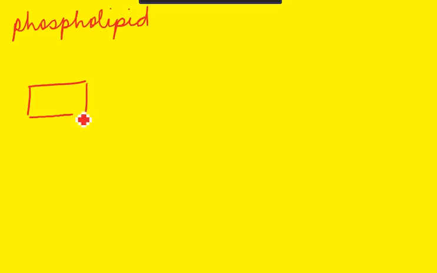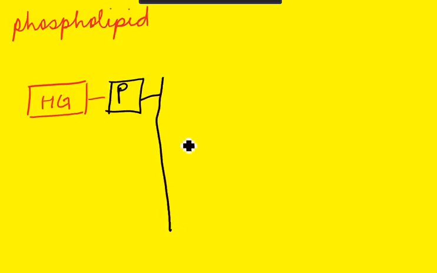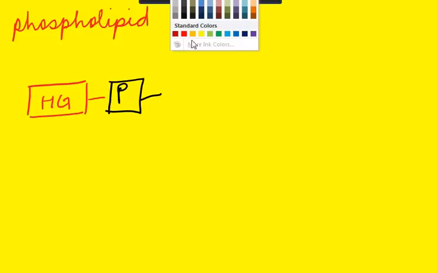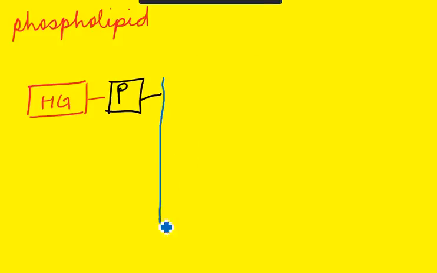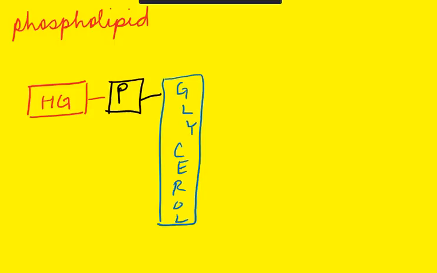Hello and welcome back. So let me draw the structure of a phospholipid properly. I start off with my head group. Then I have my phosphate group. Attached to my phosphate group is my glycerol molecule. And attached to my glycerol molecule are two fatty acids.